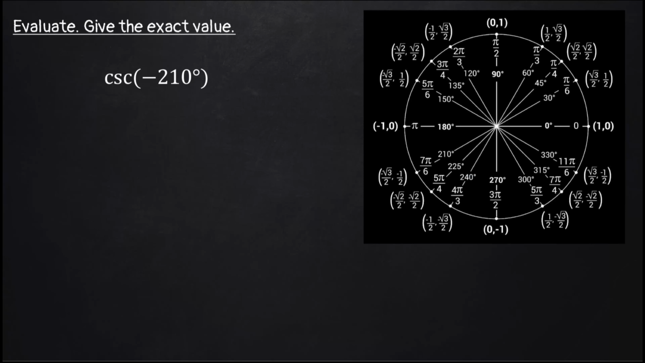Here we have negative 210. Again, there are two ways you can look at negative angles. You could do negative 210 and then add 360 to it and then get your answer. Or what you can do is you can go to the positive 210 and then flip over your x-axis to figure out where your angle is.